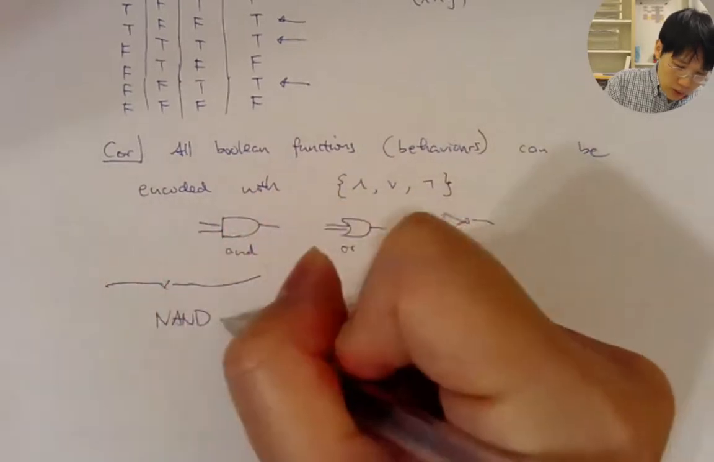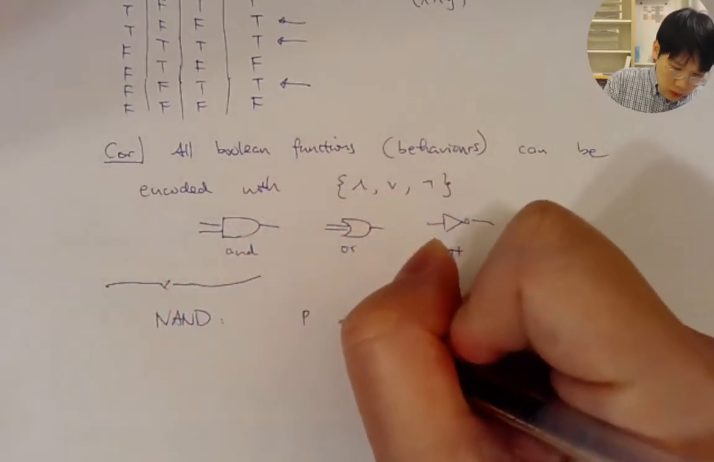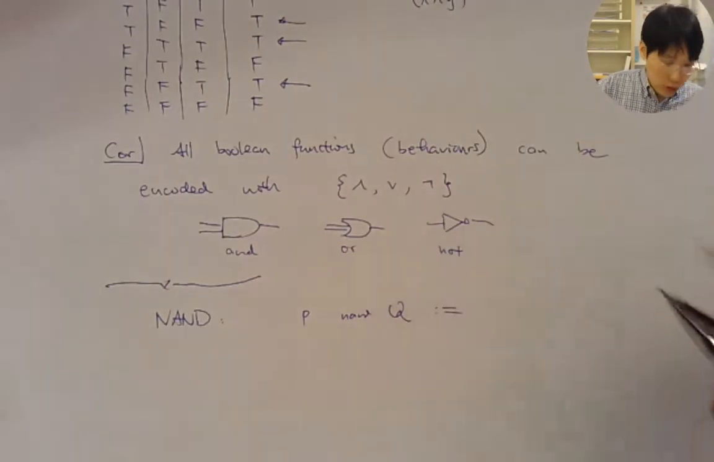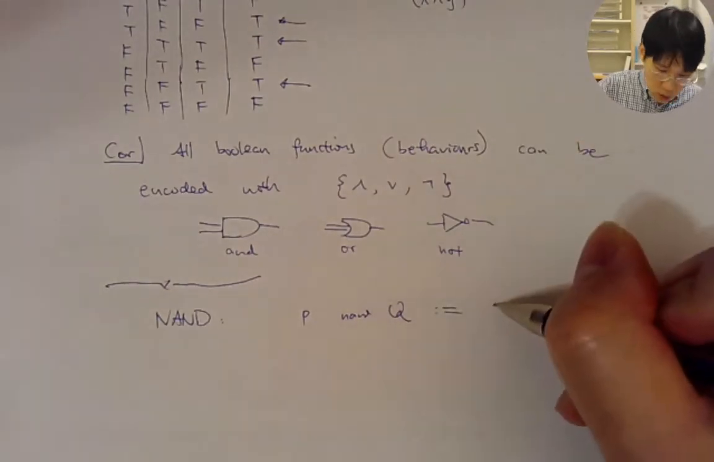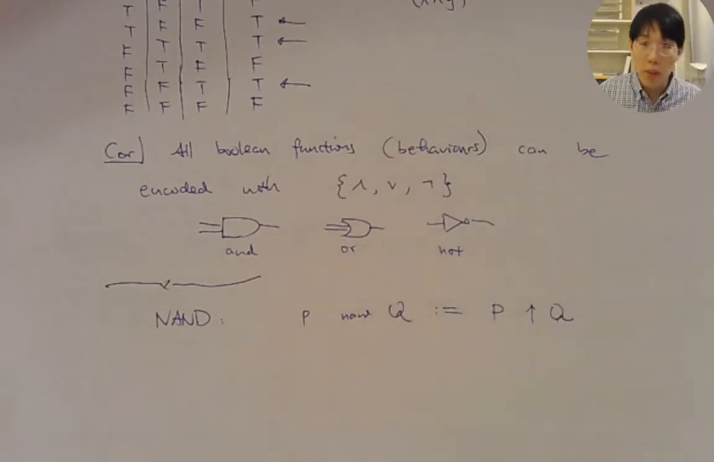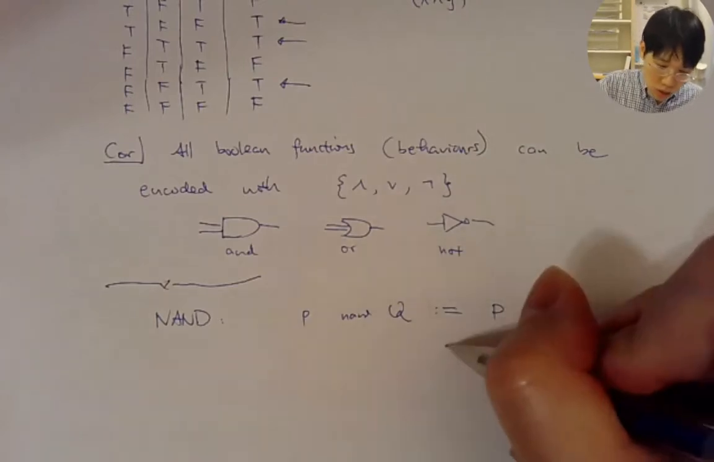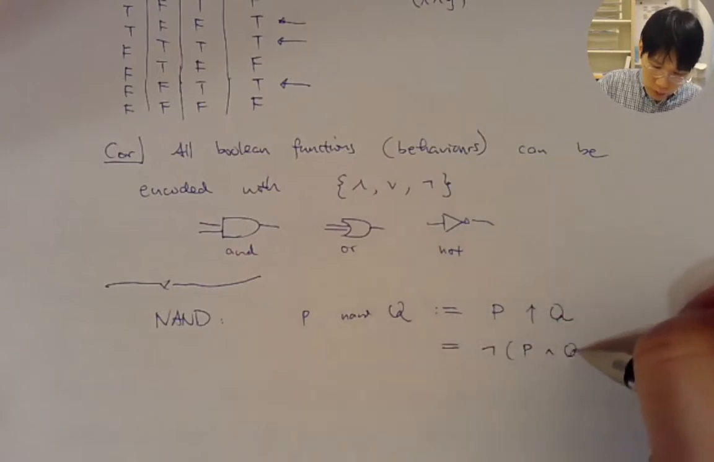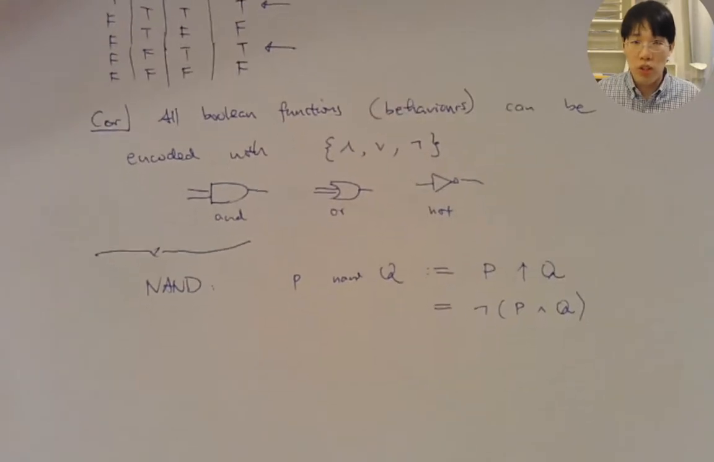So P NAND Q, which for today and also in your textbook is written as P up arrow Q, but I'll continue to pronounce it as P NAND Q. This is not P and Q. And you produce the truth table for this in your homework.